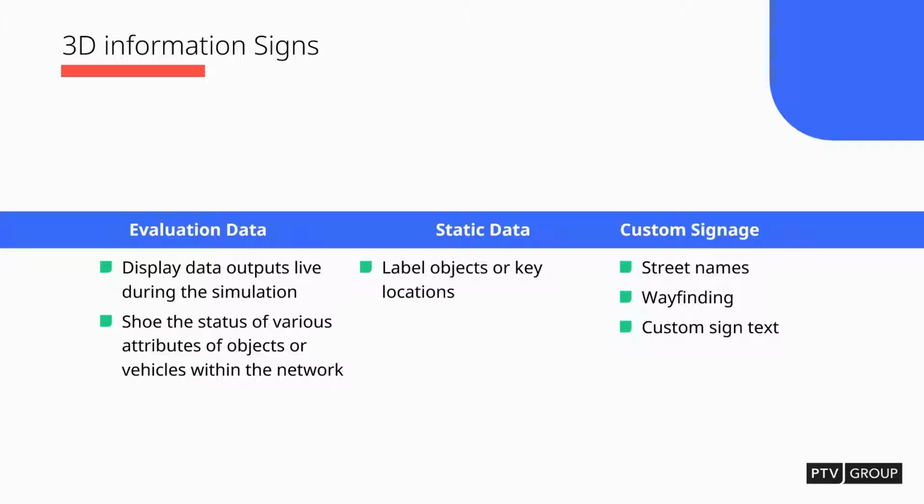So if you want to look at the detection state of a detector, right? You can see whether a detector's been tricked or not. You can look at evaluation outputs, so travel times. If you have variable message displays, you can utilize those. From a complete streets perspective, we can use it for street names, custom wayfinding, other custom sign text, and things like that.